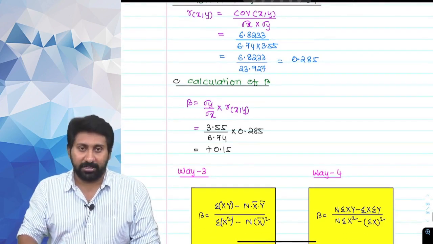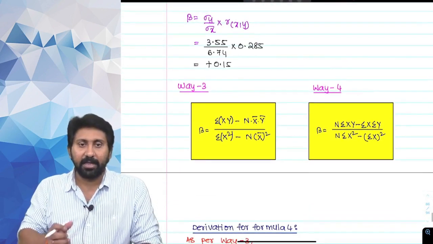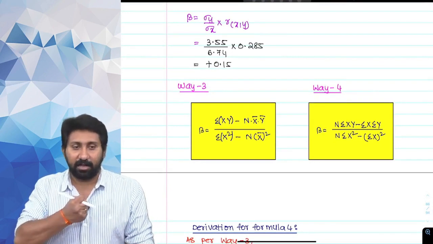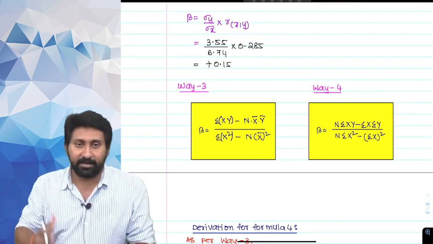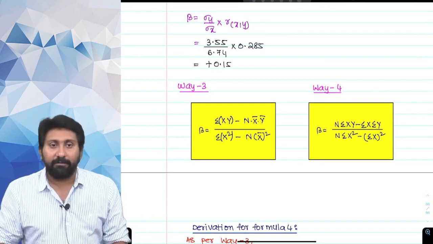Okay. Weak correlation, scattered points. It is widely scattered, not closely scattered. It's a widely scattered thing. Okay, next. Way number 3.